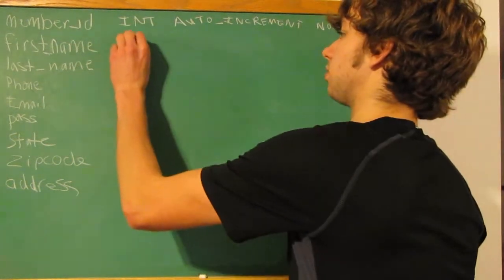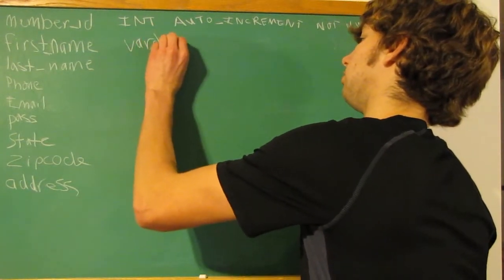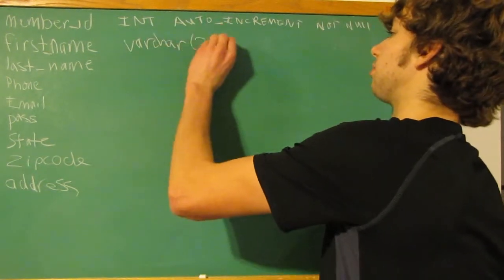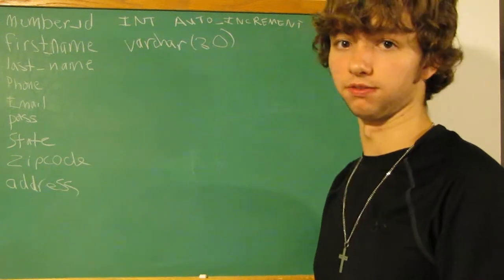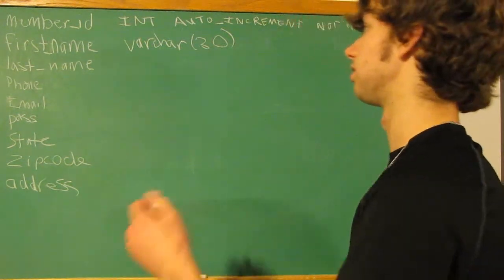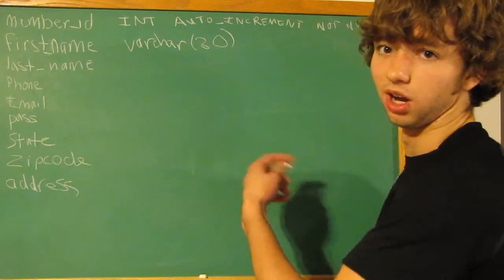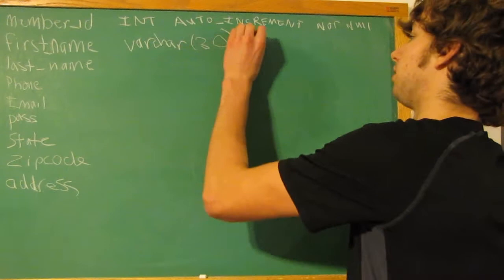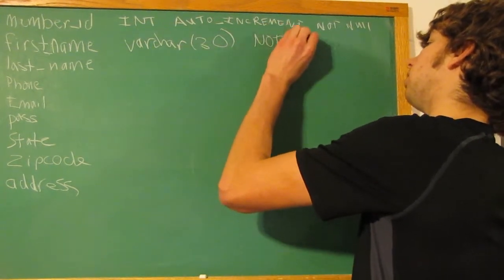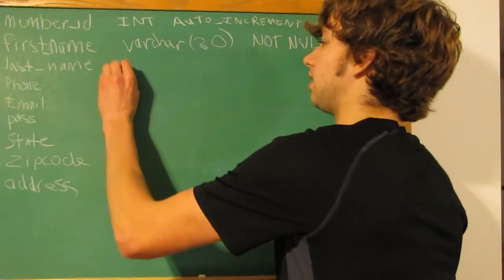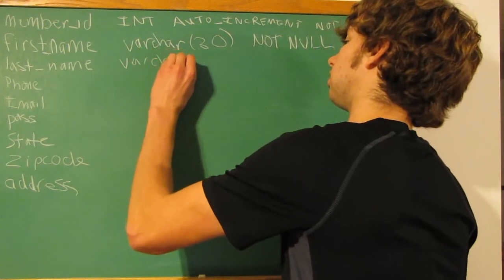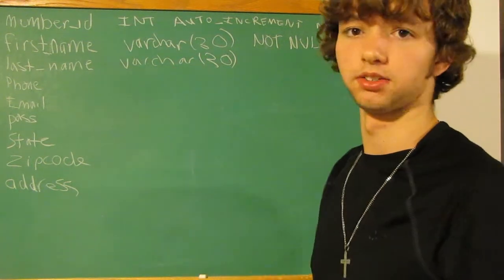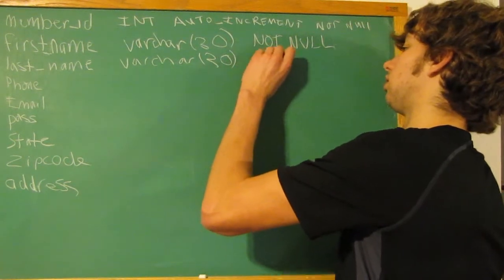First name, that's going to be varchar, because everybody's name's length varies from person to person. So I'm going to give them 30 characters to mess around with, which is a lot for a first name. Mine's 5. I don't know anybody with a name of 30 characters, but just to be safe, varchar 30, not null. Last name, same thing. Now, these should be capitalized, but oh well. It doesn't matter.